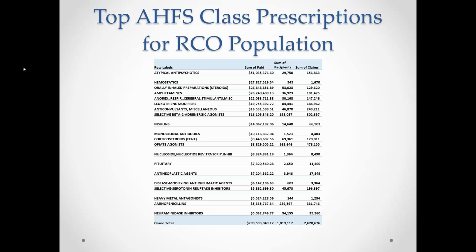And these are the top ones. That grand total is the total of these, not the total of all pharmacy costs. But you'll see that atypical antipsychotics are the most expensive, and with the amount paid, you can see the number of recipients and the number of claims there. As you go down, you'll see some that have fewer recipients and some that have more recipients, even though the cost is getting less, because some of the medications are more expensive or less expensive as you go down the chart.